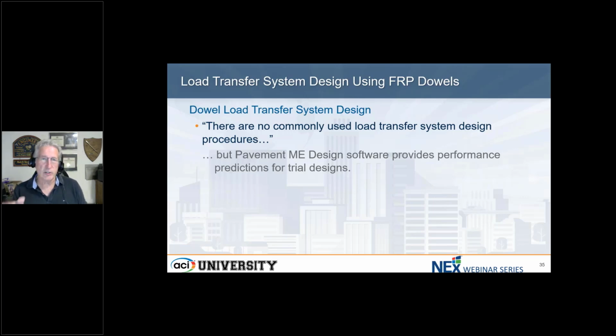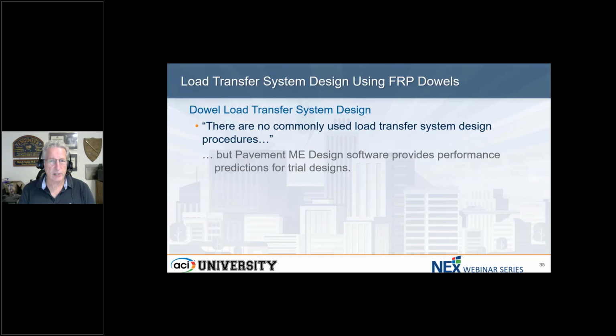So how do we consider this in design? Well, the first thing to remember about dowel load transfer system design is that there are no commonly used load transfer system design procedures available. There aren't. You look at any state specification or state design plates, and it's all, well, if you got a 10-inch thick pavement, use 1.25 bars. It's all kind of evolved to the point where everyone has just reduced things to a table of sorts, a design table. Now, that's not to say we can't look at the effects of different sizes.